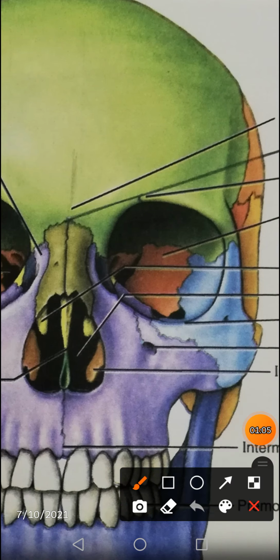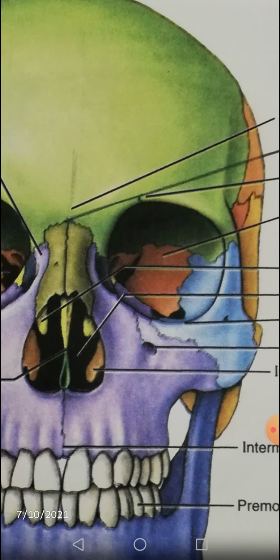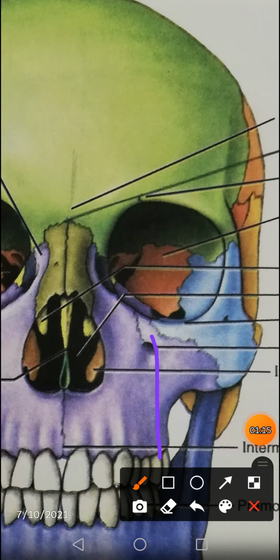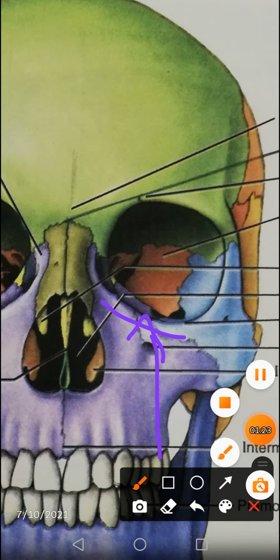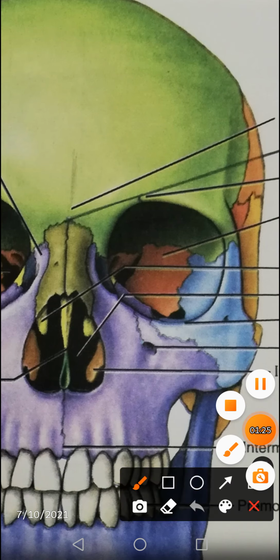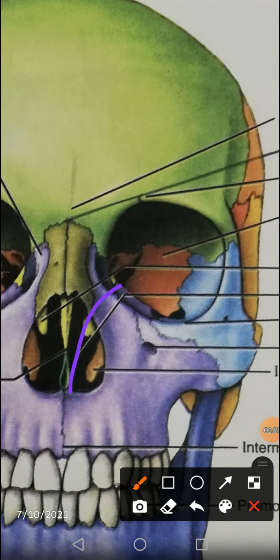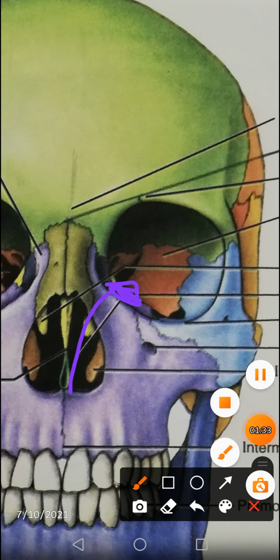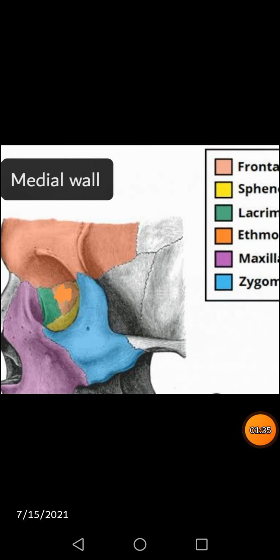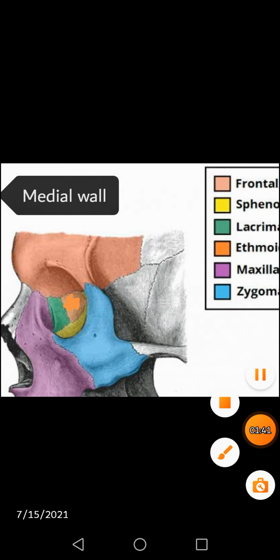Now concentrate on the floor, which is again formed by the zygomatic bone and also by the maxilla, which gives its orbital plate and forms the major part of the floor. And what else? You can see that there is a contribution of the palatine bone in the floor of your orbit, right? Now for the medial wall, we have changed the view to see the concept of your medial wall clearly.